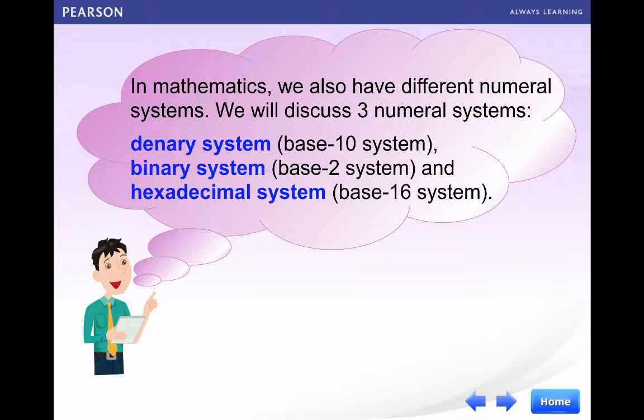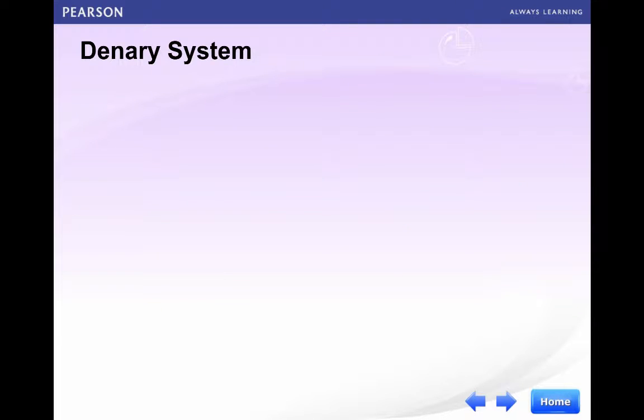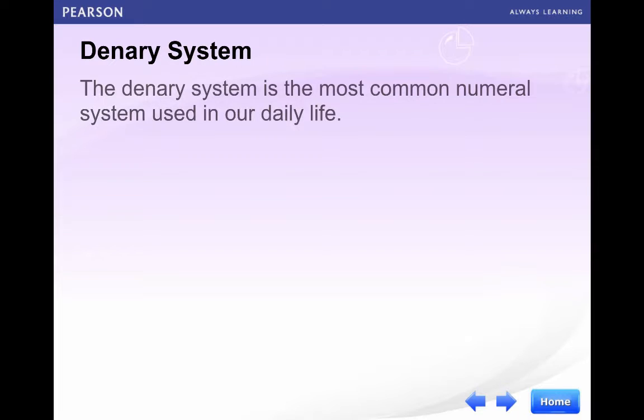The first one is the denary system. Denary system is base 10. We have the binary system. Binary system is base 2. And the last one will be the hexadecimal system. Hexadecimal system is base 16. So first of all, we talk about the denary system.